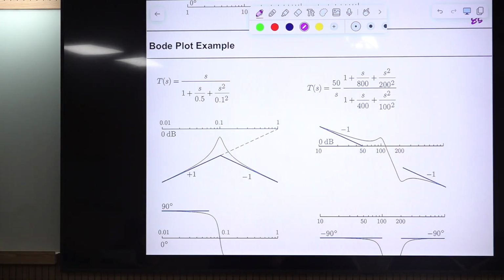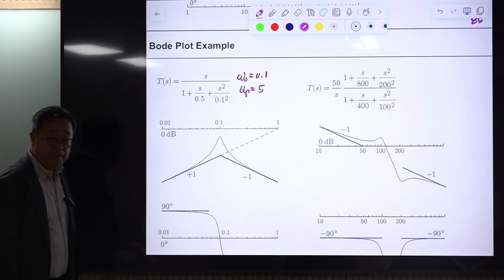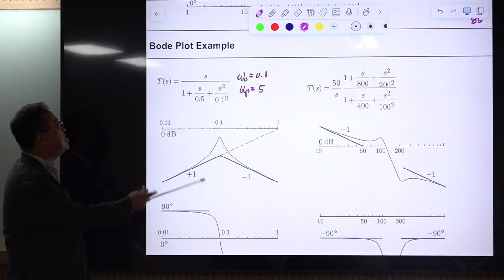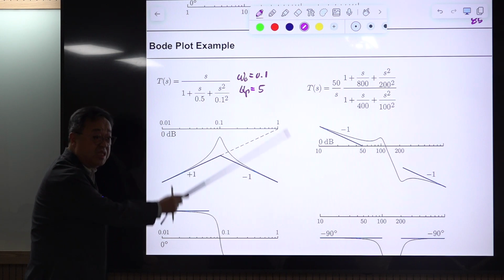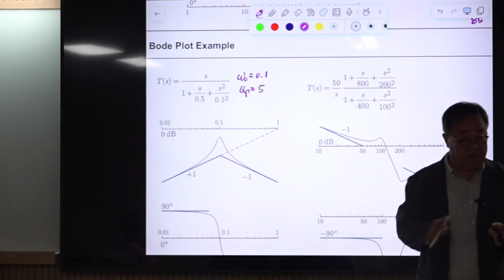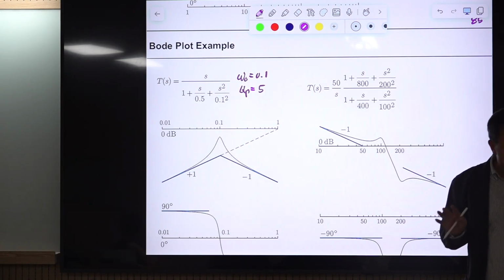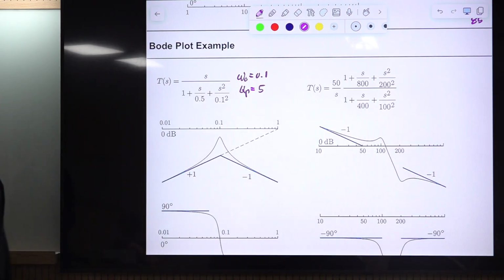So here, omega naught is 0.1, and QP is 5, right? This is omega naught times QP. It's 0.5, so this got to be 5, okay? Sometimes I'm mixing Q and QP and QG, okay? I should differentiate them, but sometimes I just mix them. I hope you understand that, right? So this is QP exactly, but sometimes I call it Q.